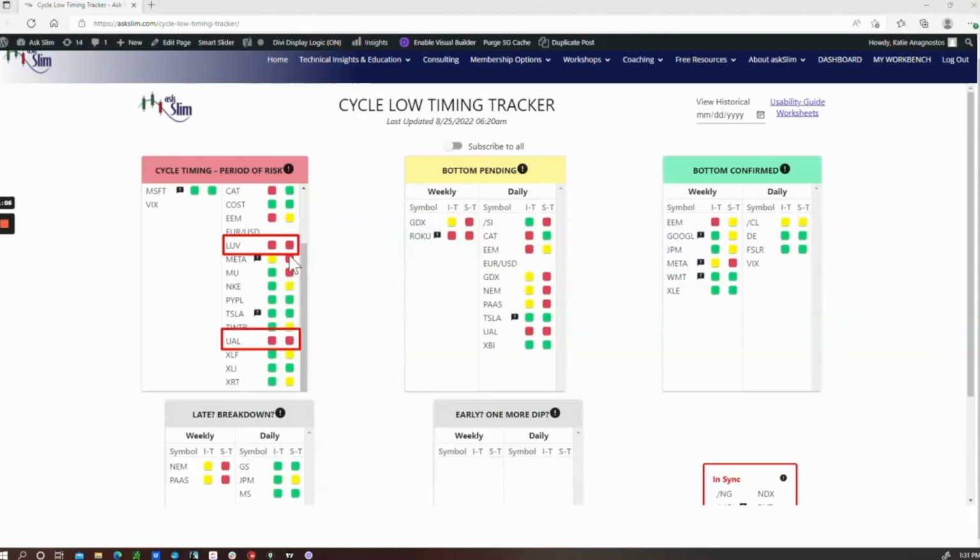Notice these two red squares next to Southwest and United. Those squares are telling us about general bearish conditions in these symbols, a combination of both momentum as well as cycle phasing. So the symbol that we're going to focus on today is Southwest Airlines. Let's take a look at the chart.